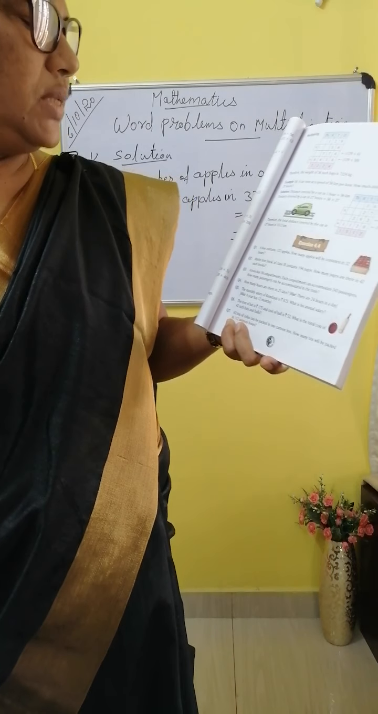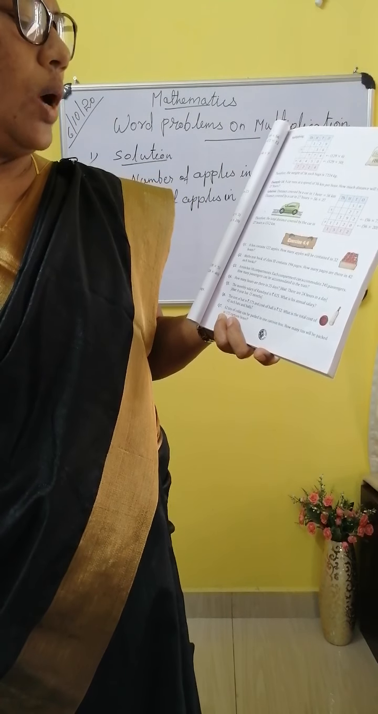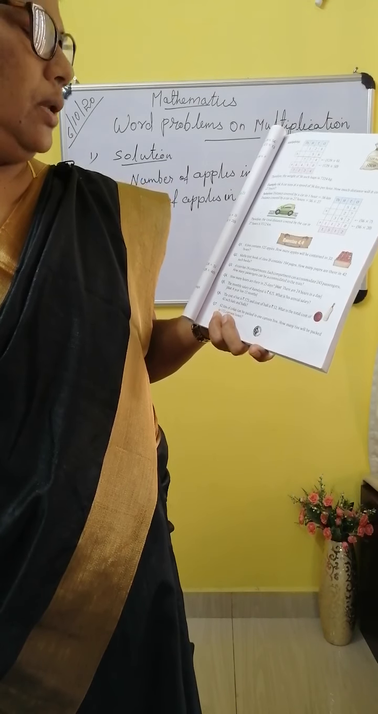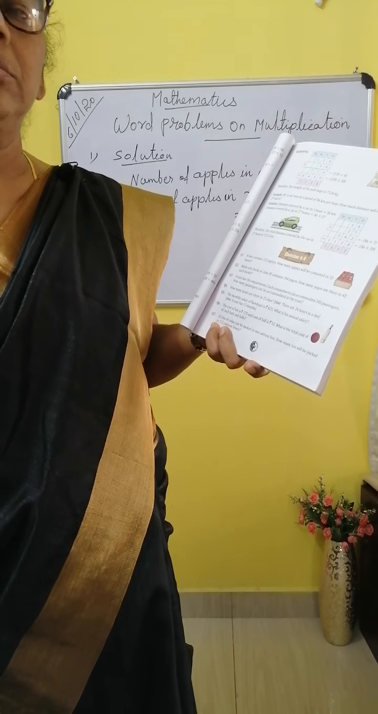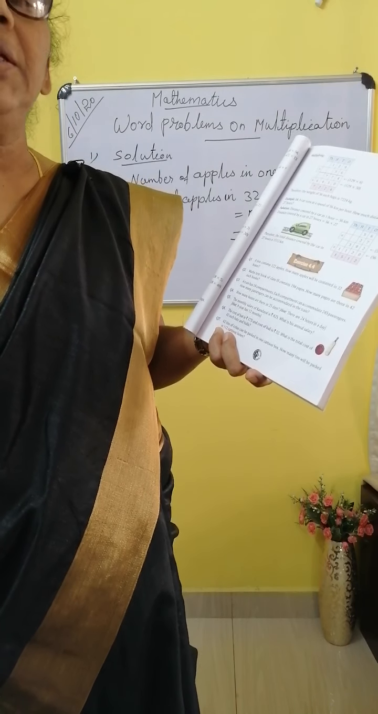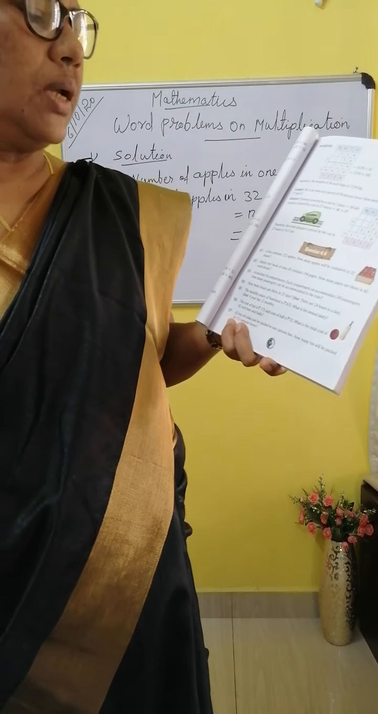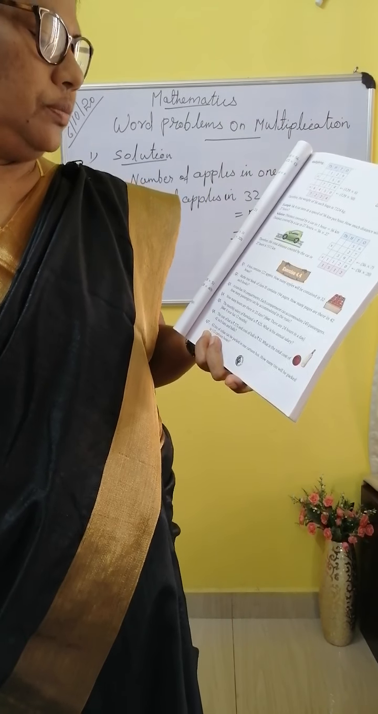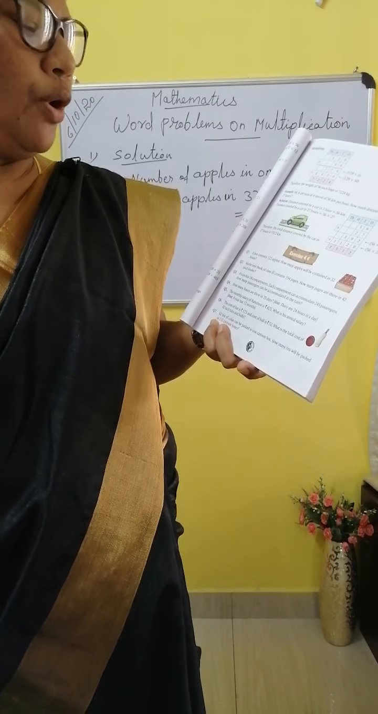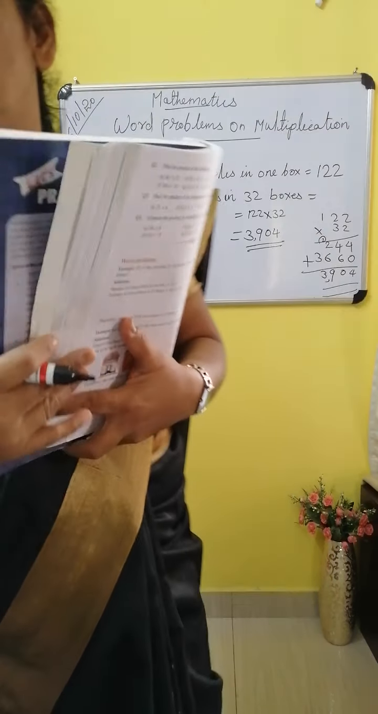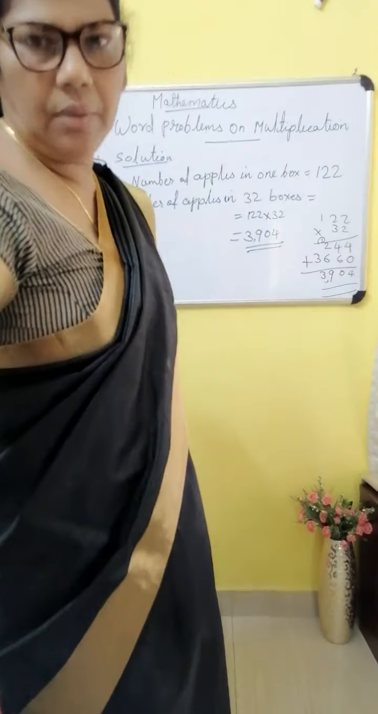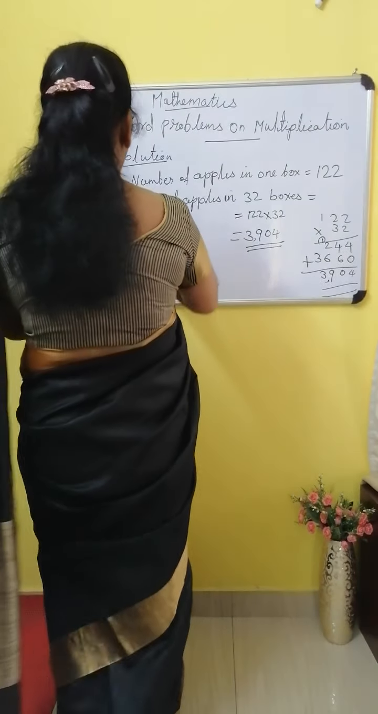Then, second question. I will read from the textbook. Number 2. Maths textbook of class 3 contains 194 pages. How many pages are there in 42 such books? In one textbook there are 194 pages. So, how many pages are there in 42 such textbooks? So, from the first sentence we can make one statement: number of pages in one textbook. So, you can copy. I am going to rub it.